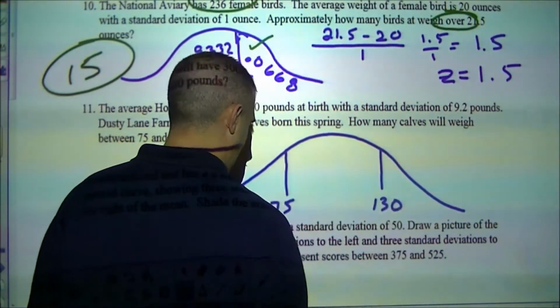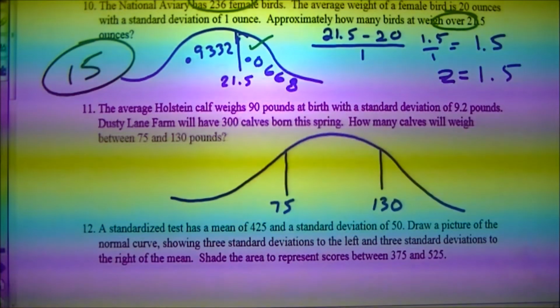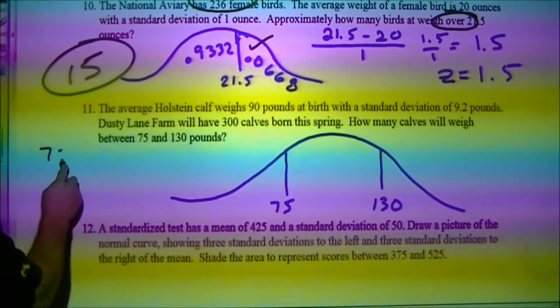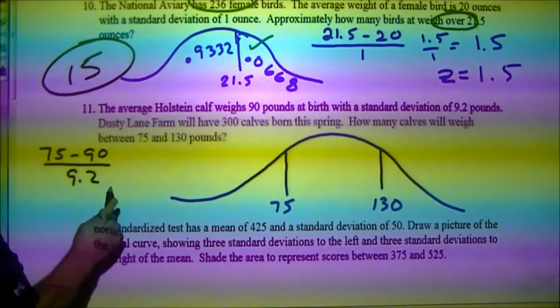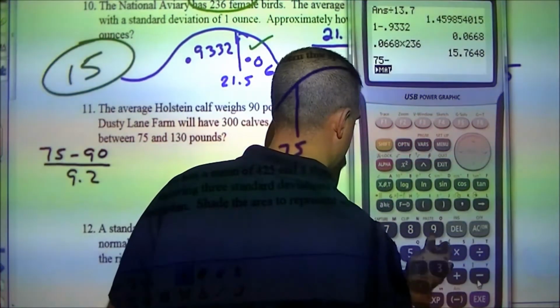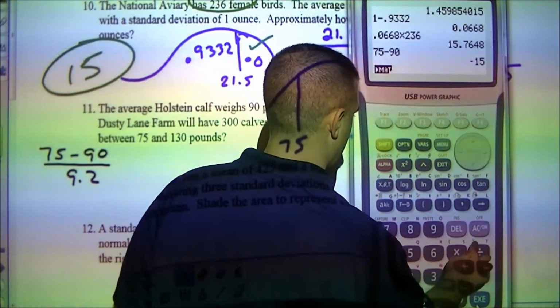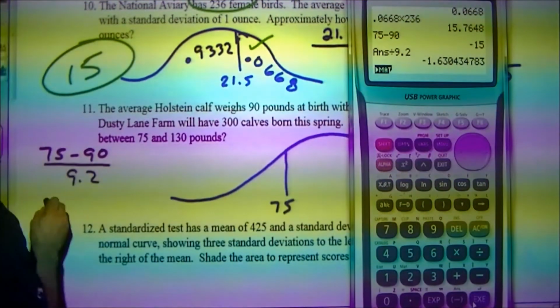Now what I'm going to do is figure out the z-score of 75. That's going to be 75 minus 90 pounds with a standard deviation of 9.2. So what I got there is 75 minus 90, divided by 9.2. My z-score is negative 1.63.